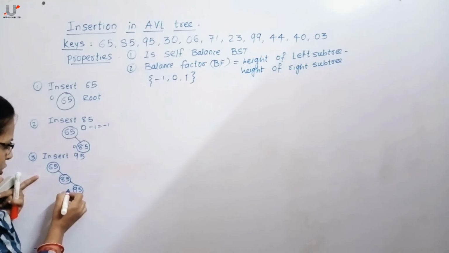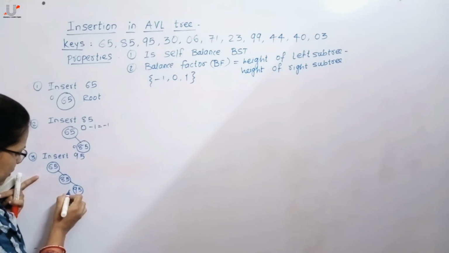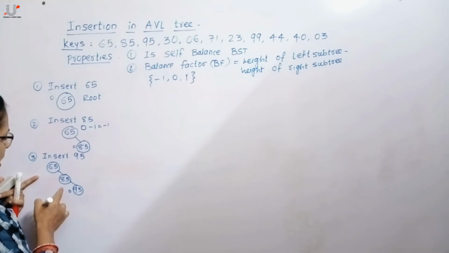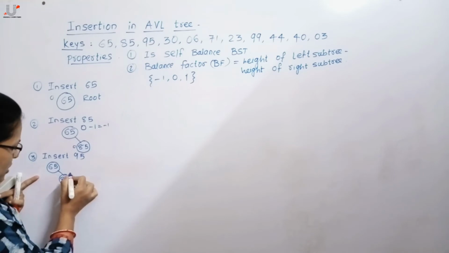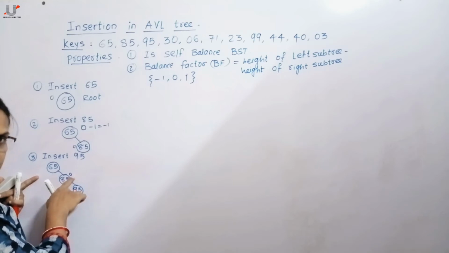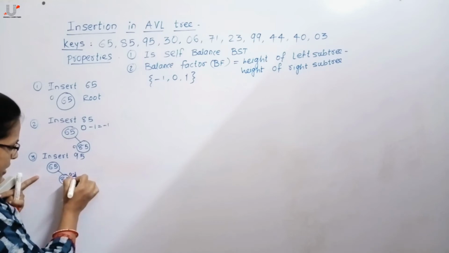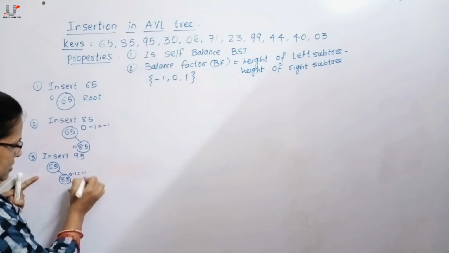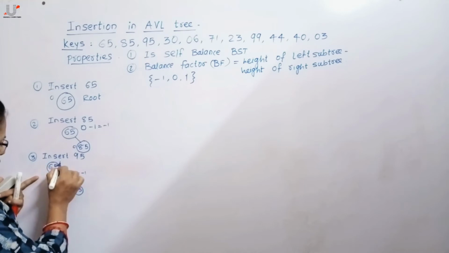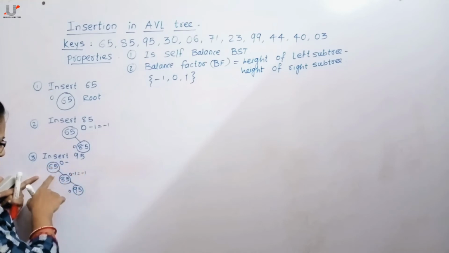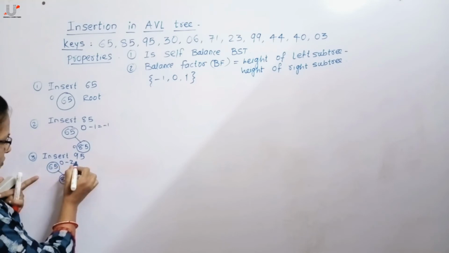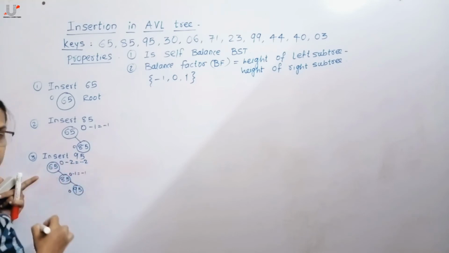After insertion you have to check the balance factor. The balance factor for a leaf node is 0. For 85, it is the height of left minus the height of right subtree. As no left subtree is present, the height of the left subtree is 0, minus the height of the right subtree, 1. So the balance factor is -1. Then for 65, the height of the left subtree is 0, as no left subtree is there, minus the height of the right subtree. There are two right children below 65, so the balance factor is -2.